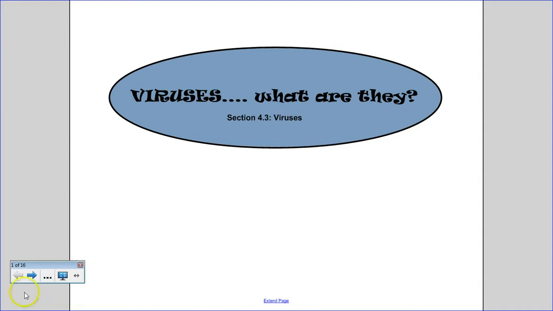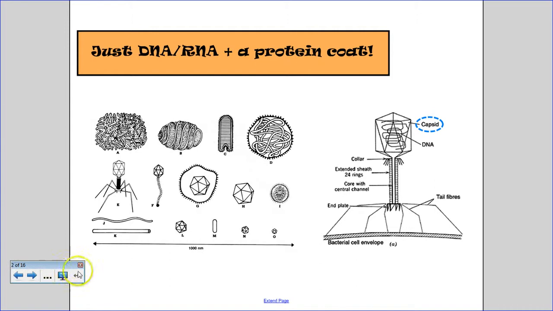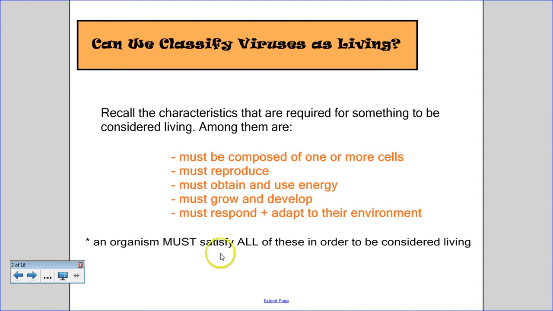Viruses, what are they? We know they can make us sick, but what are they actually? Some would say they're just DNA or RNA and a protein coat. And this is what some of them would typically look like. Can we classify them as living?